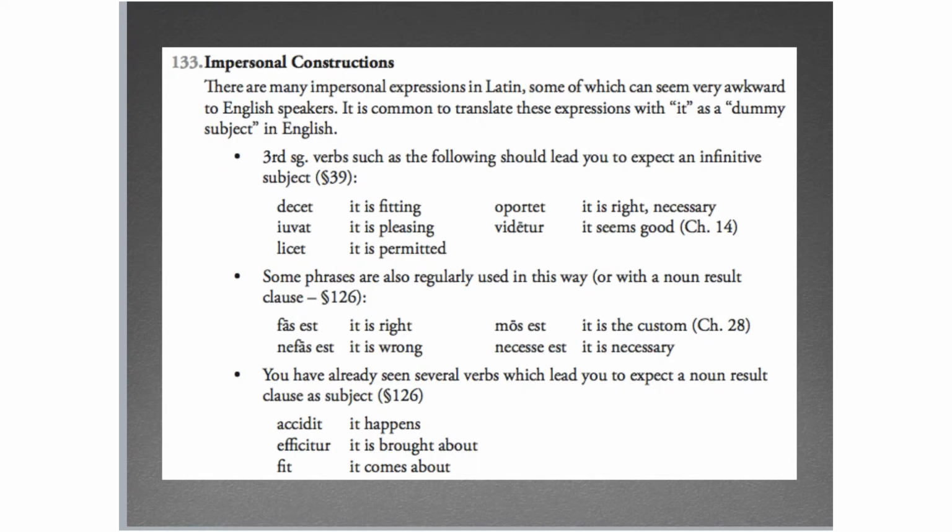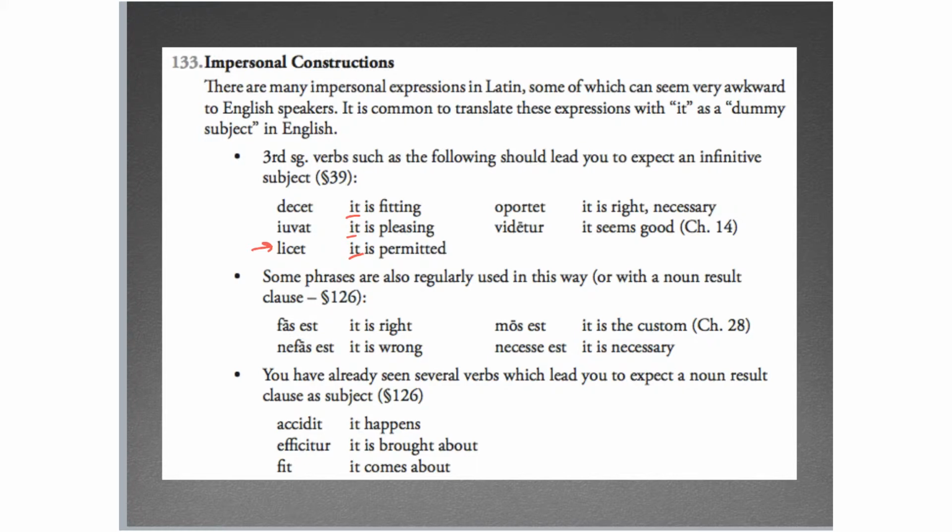Shifting gears a little bit, moving to impersonal constructions, and again, these are from your textbook. There are certain verbs that essentially have "it" as the subject. Licet is a more common one. It is permitted. So the standard Latin question: licetne mihi ire ad latrinam? Can I go to the bathroom? Is it permitted to me to go to the bathroom?